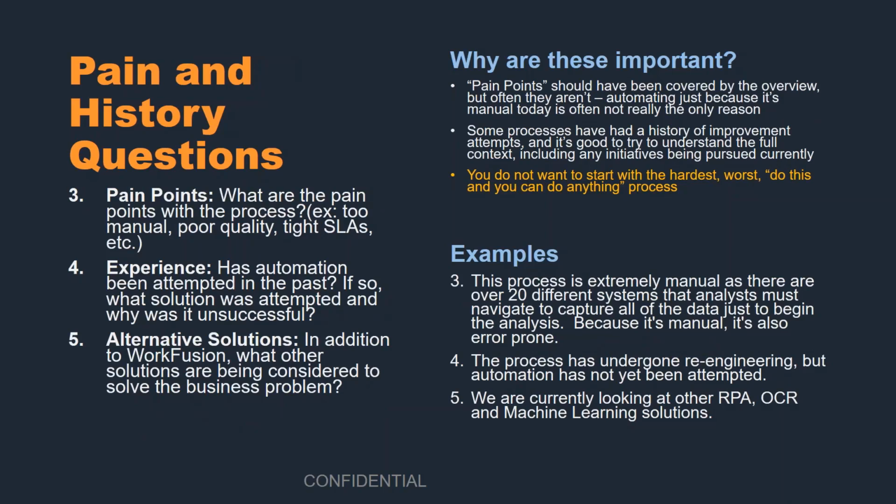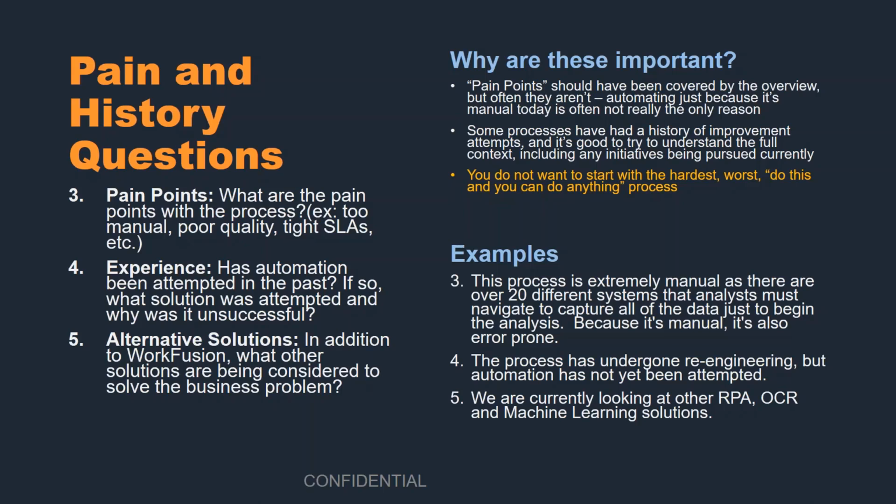The next few questions I'd say are the pain and history questions. It's good to understand why this might be a candidate for automation. Pain points are important. If there's no pain, you probably don't need to automate. Automating just because it's manual is probably not really the true reason. A lot of times there'll be more things going on.